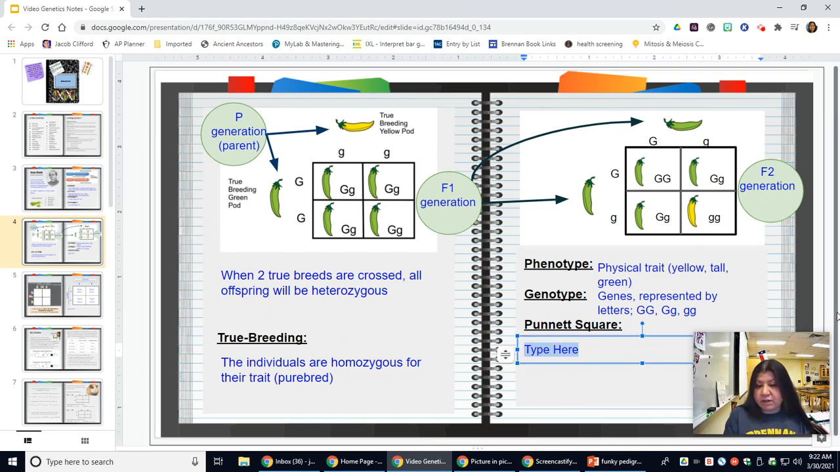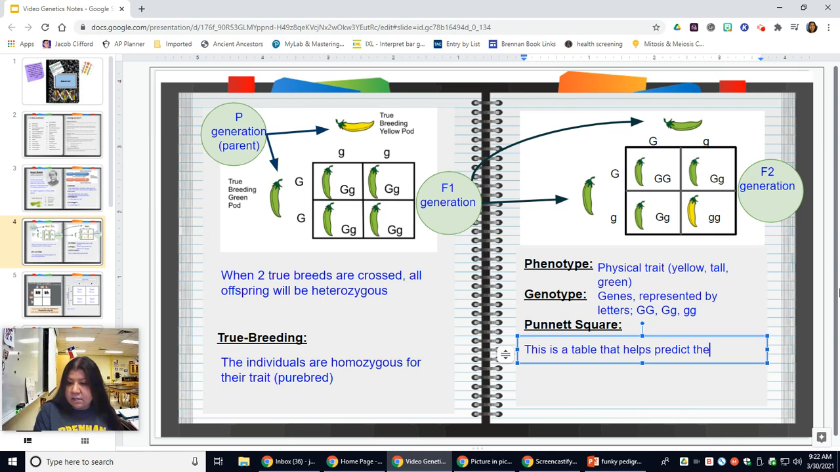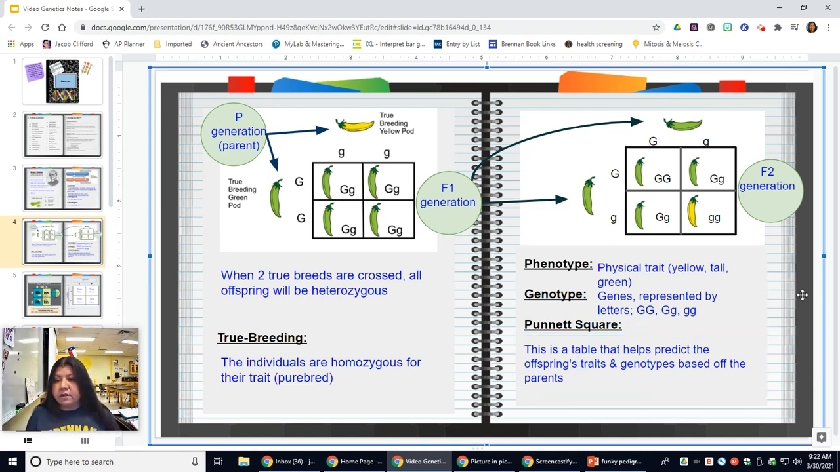In order to figure out what our offspring are going to be, I'm going to use a Punnett square. This is a table that helps predict the offspring's traits and genotypes based off the parents. If we know what the parents are, we're able to figure out what our offspring are.